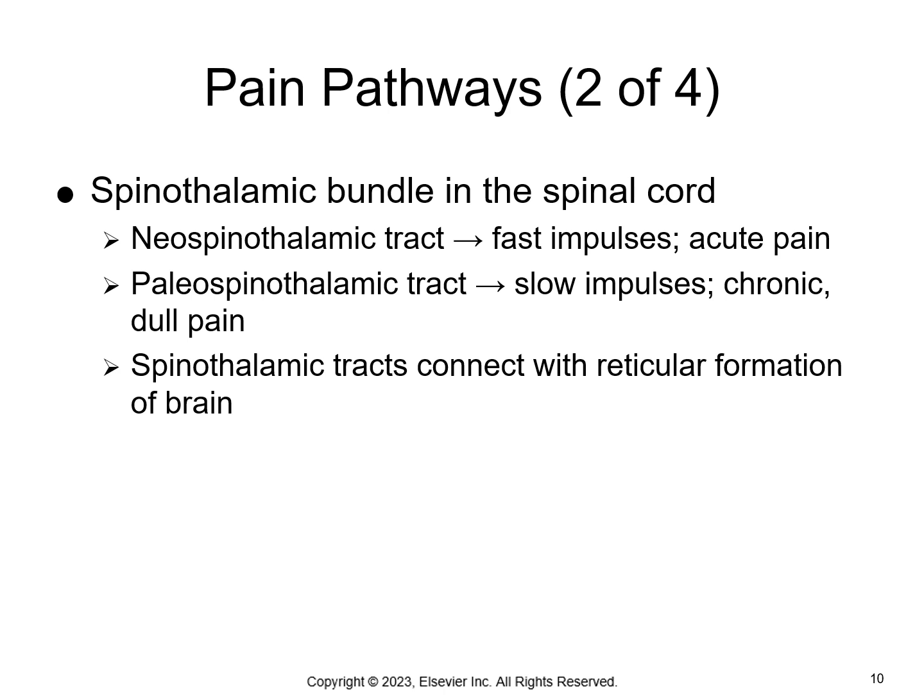Connecting neurons transmit the sensory impulse across the spinal cord to ascending tracts to the brain. There are two types of tracts in the spinothalamic bundle. The fast impulses for acute sharp pain travel in the neospinothalamic tract. Slower impulses for chronic or dull pain use the paleospinothalamic tract.